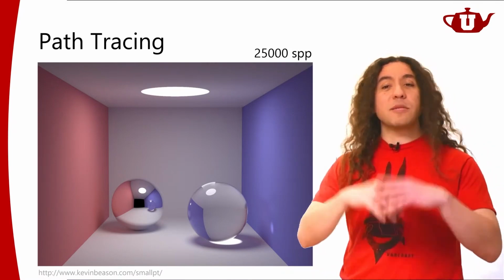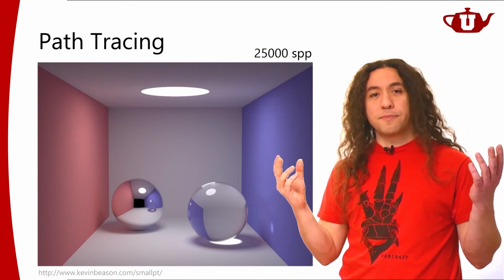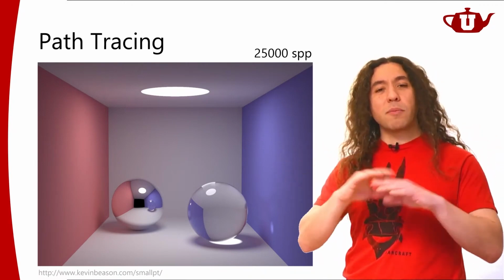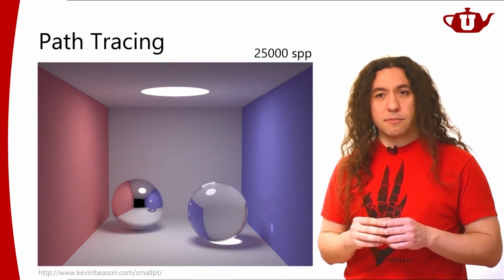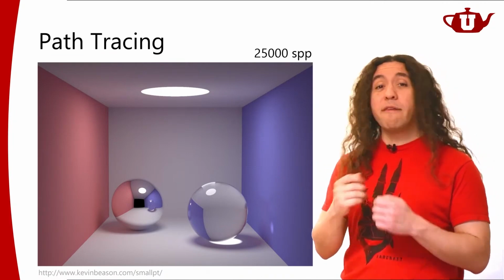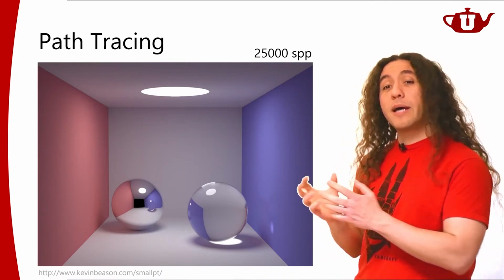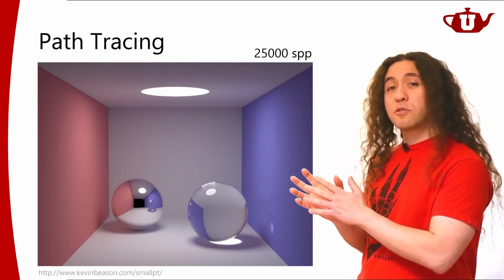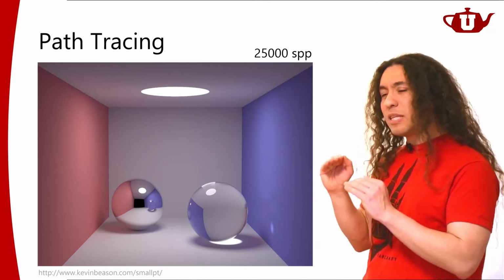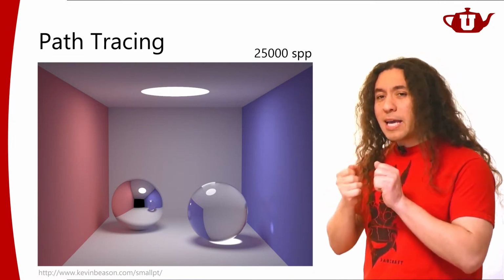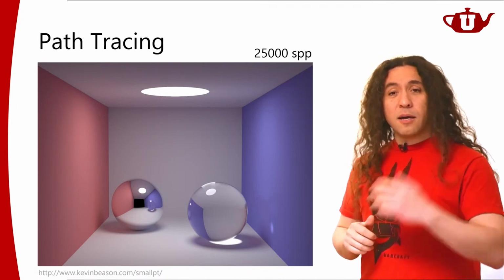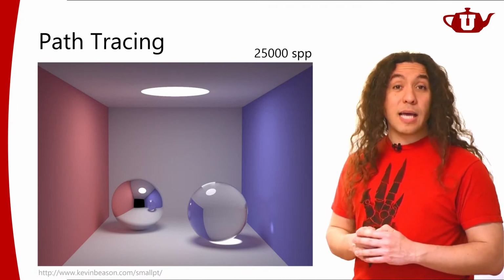Now, when you're randomly generating a direction, you don't have to use the same probability for all directions. You can favor certain directions more than others. If you have any idea about where the light is coming from, you can sample those directions with higher probability than other directions. So you can reduce your noise levels by carefully adjusting your sampling probabilities. That's the concept called importance sampling.